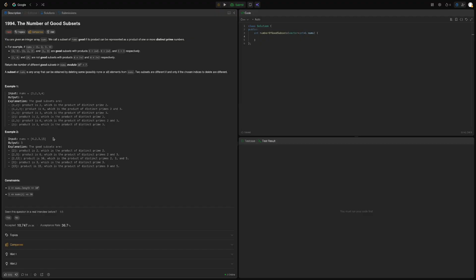Okay, so brute force solution. Let's try all subsets, and then for each subset we just evaluate. And how we evaluate, we need to do a prime decomposition of each of the elements and see if they are unique. All the prime numbers.